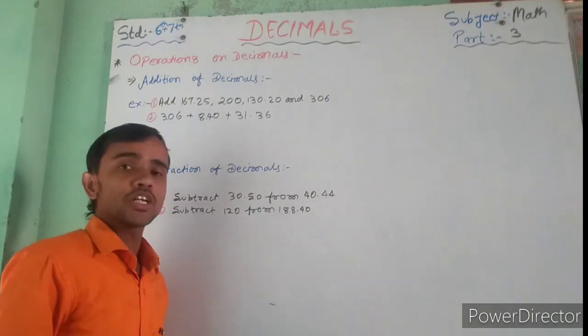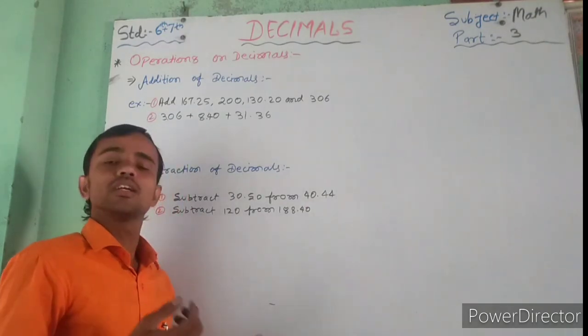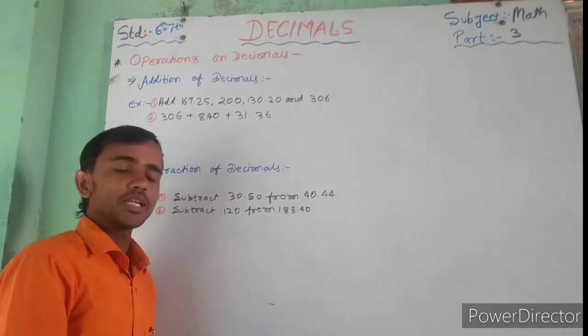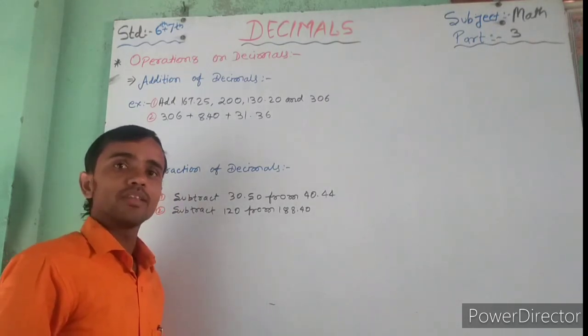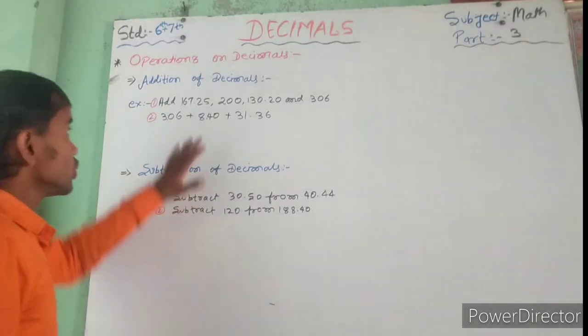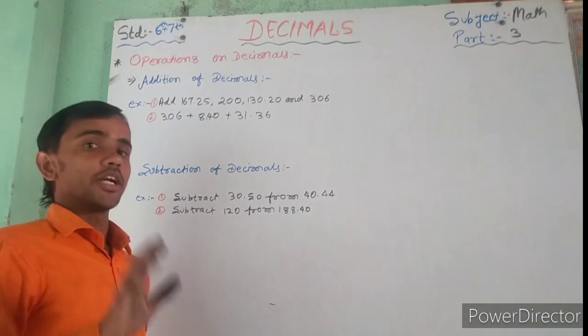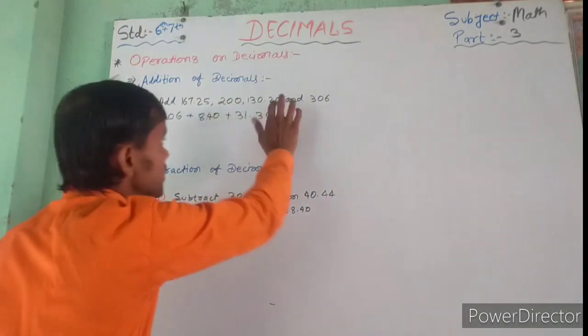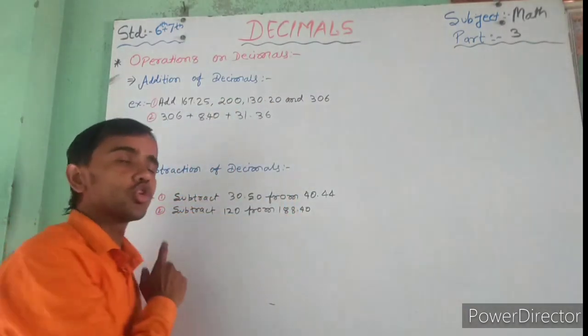Then we start. If subtraction is given, you subtract. If multiplication, you multiply the numbers. If addition, you add the numbers. So you see here addition of decimals, the first example on the board. How do we solve that question?